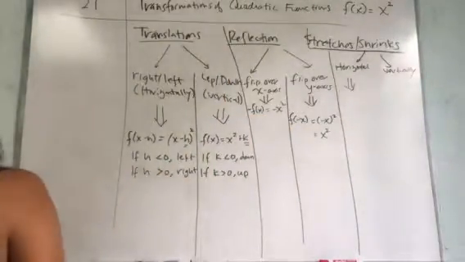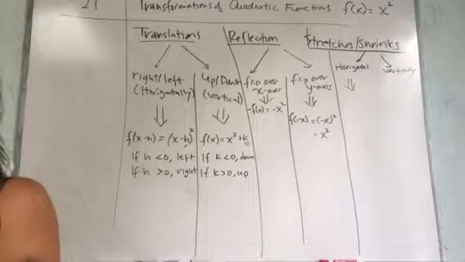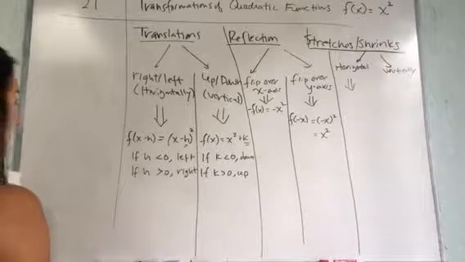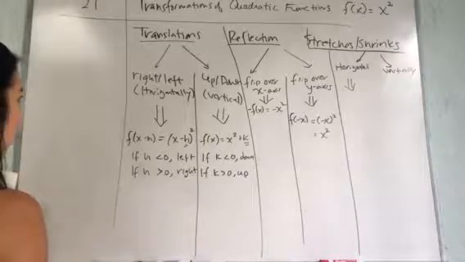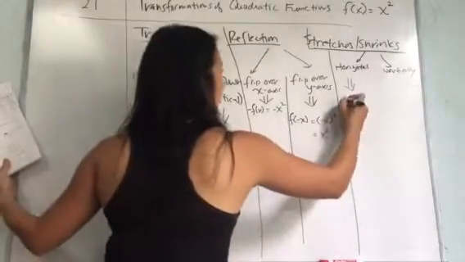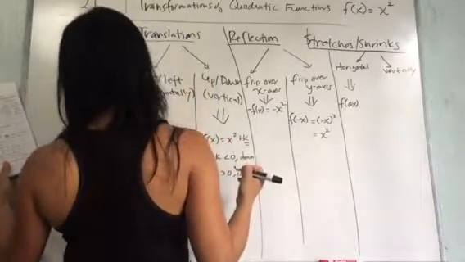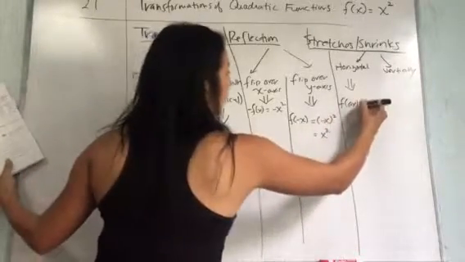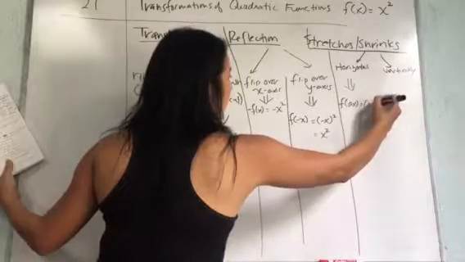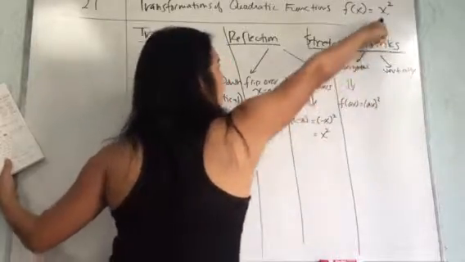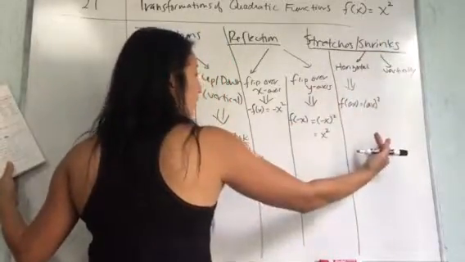So if you wanted to stretch a graph horizontally, what you have to do is plug in a coefficient in front of the x for f of x. So in other words, you have to find f of a x. All right, and when you do that, you plug it in to whatever x you have, which in this case is x squared, and you get a resulting function.